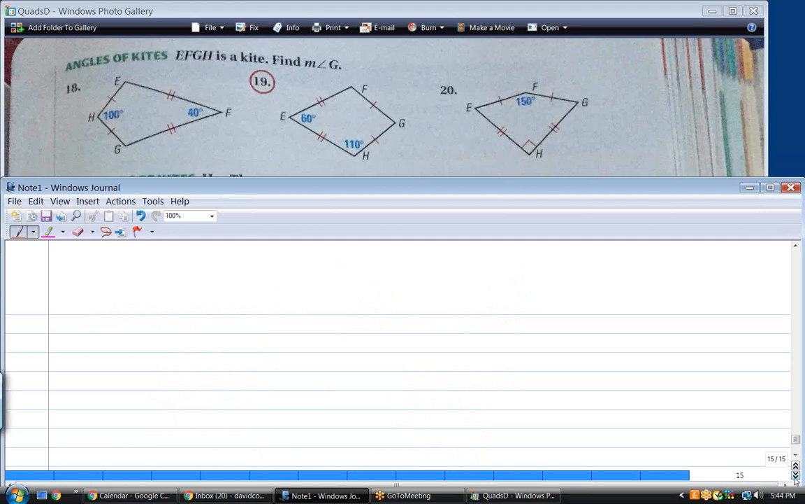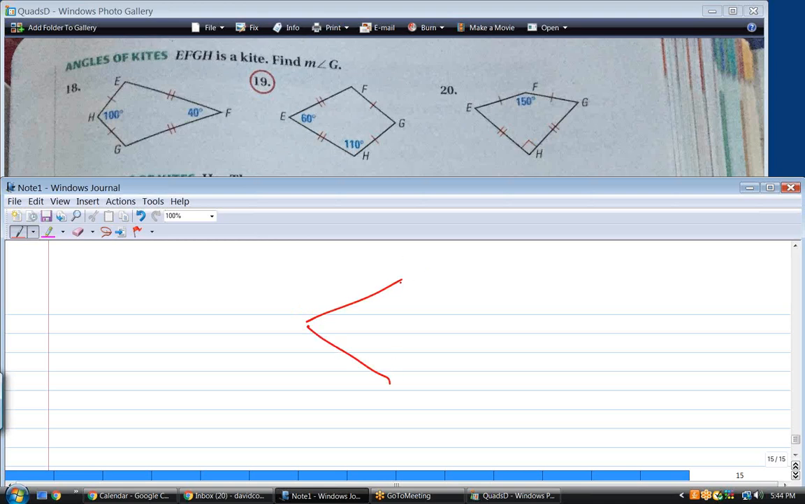Alright, let's do angle G here. Angle G for 19, right? So angle G would be 60 degrees. No, actually, we don't know that. So what we would do, 360 minus 170. Well, hold on. Remember that a kite does have two opposite angles that are equal. You just have to find them. It's not E and G, it's F and H. Yeah, exactly, F and H.